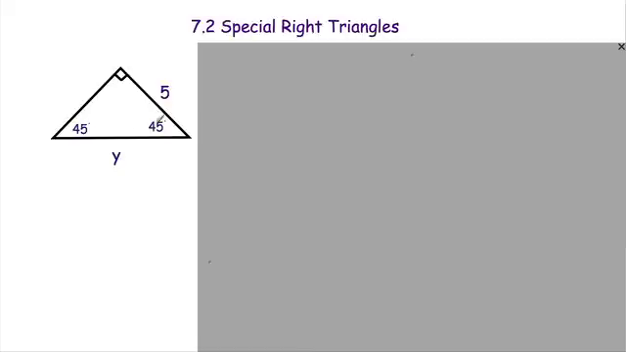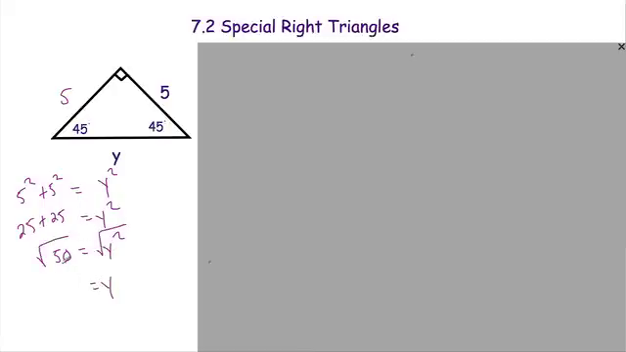Well, what do we know? This is an isosceles triangle because these two sides are the same, so this side is also 5. Now we can do the Pythagorean theorem. 5 squared plus 5 squared equals y squared. That's 25 plus 25 equals y squared, so 50 equals y squared. Take the square root. If we reduce that, it's the square root of 25 times the square root of 2. So 5 radical 2 equals y. This side is 5 radical 2.